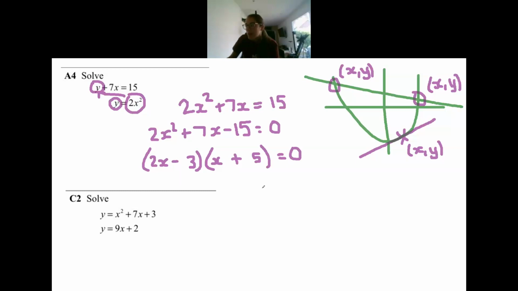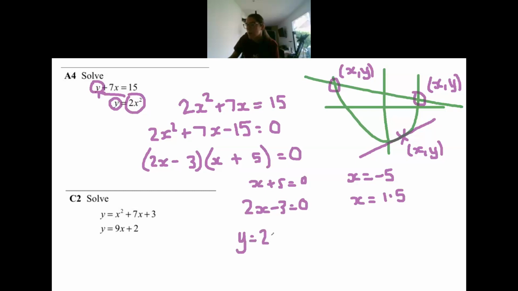So now I'm going to set each bracket equal to 0. So x plus 5 equals 0. That means my value of x is minus 5. And then 2x minus 3 equals 0. Add the 3, divide by 2, x equals 1.5. These are my two x coordinates. So I need to find my y coordinates. So with normal simultaneous equations, you substitute in your known values to find out the values of y. So we just do it twice because we've got two values for x.